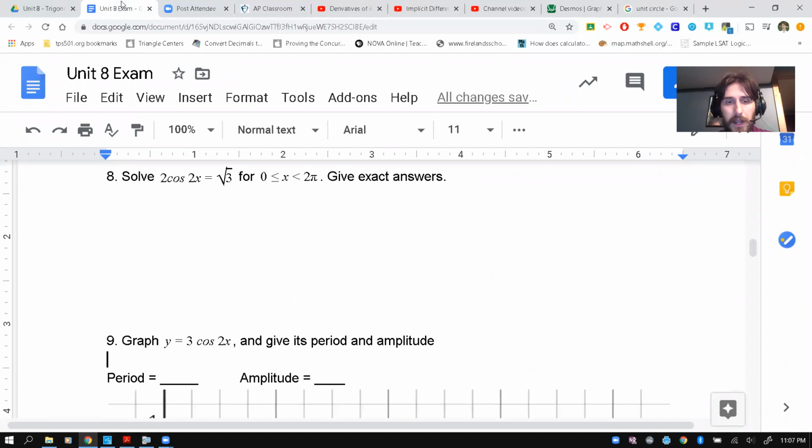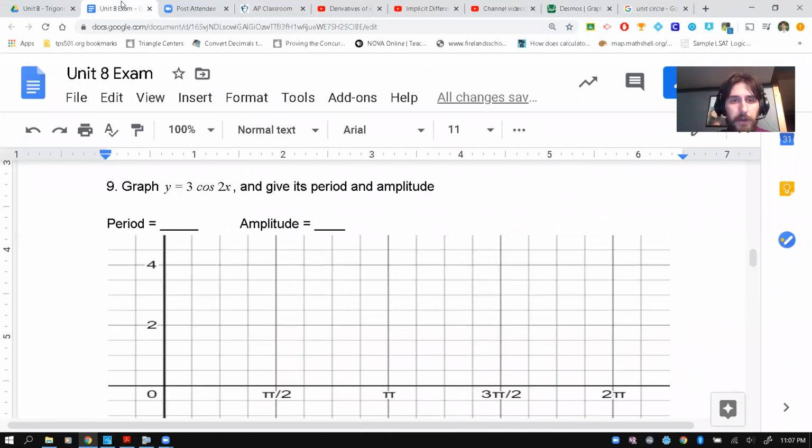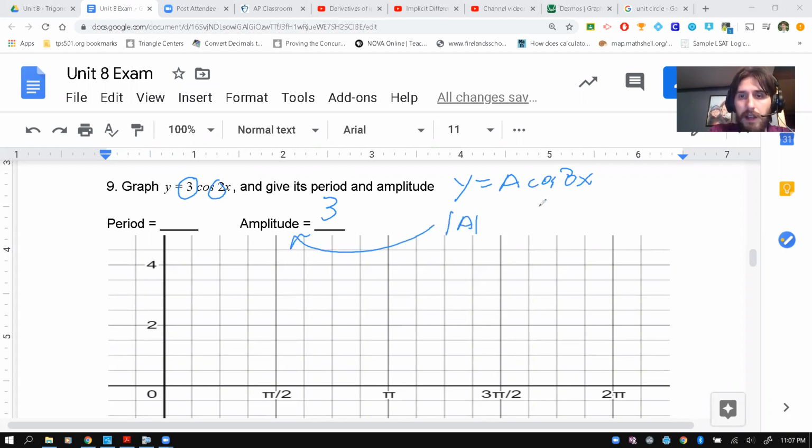Okay, number 9. So for number 9, we're supposed to graph this. In order to graph this, you have to recognize that this is your amplitude, and this value, so your equation here is in the form y equals a cosine of bx. The absolute value of a is the amplitude, and the period is 2 pi divided by b.